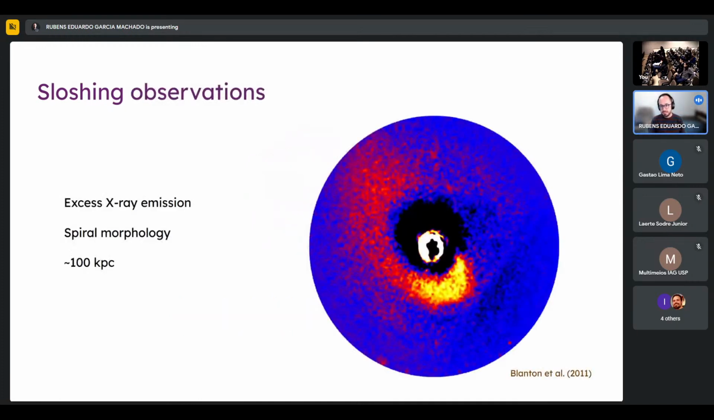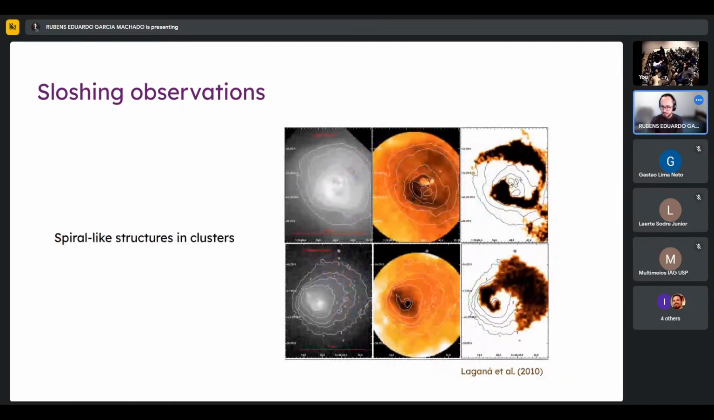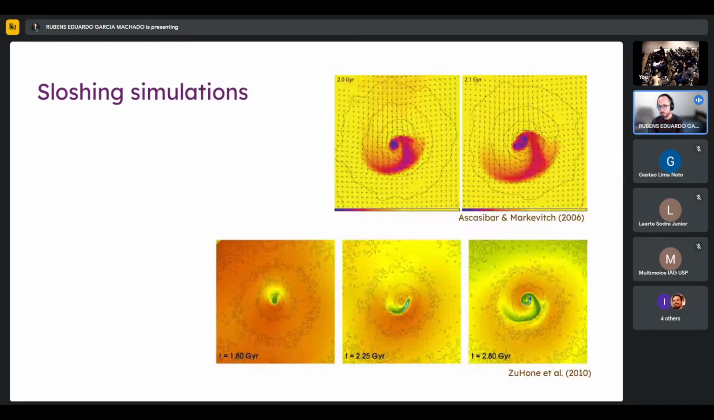So these are the sloshing spirals. Here's one example. These sloshing spirals are seen as an excess in X-ray emission, so they are an overdensity. They have these spiral shapes that extend to a few hundreds of kiloparsecs. This is commonly observed in many galaxy clusters undergoing collisions. This is from a paper by Tatiana Lagana a few years ago, with observed sloshing spirals in galaxy clusters. This also appears very commonly in N-body hydrodynamical simulations, as I'm going to show in a moment.